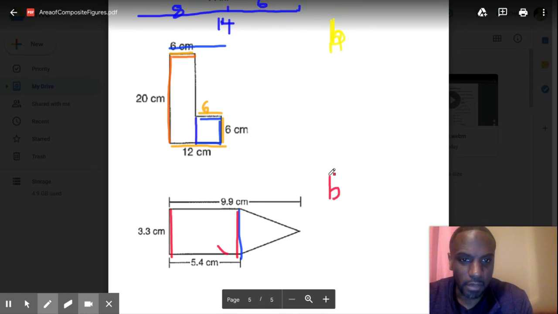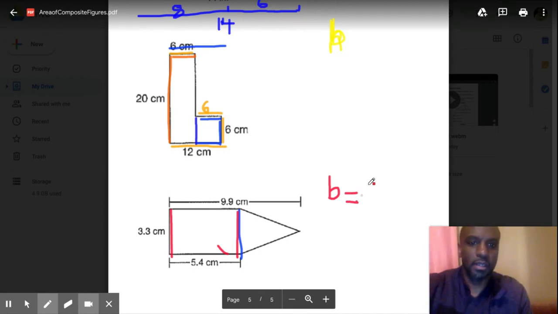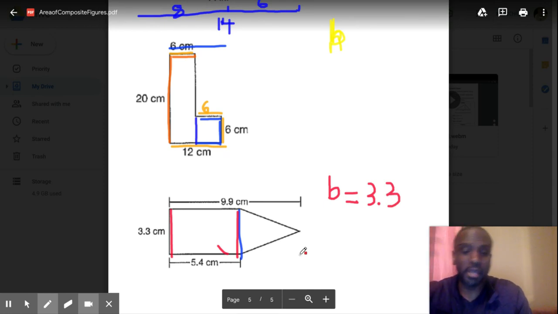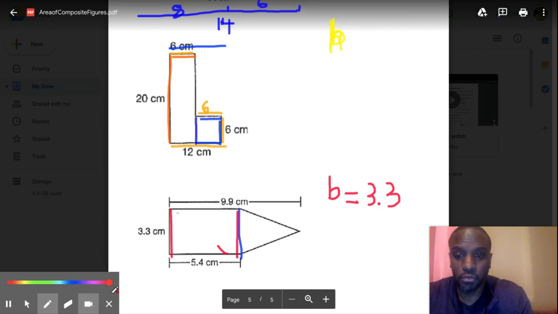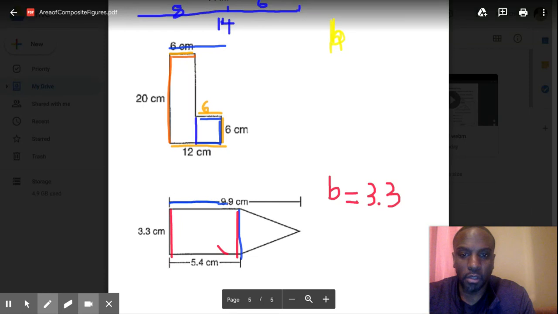So this triangle has a base of 3.3. Okay, good, Mr. Hunt. But how do you find the height? Well, that's going to be tricky, but I can also find that. Let's see what we know. I know that this distance all the way up to here is 9.9. And I know this distance from here to here is 5.4. Okay, this is 9.9, this is 5.4.